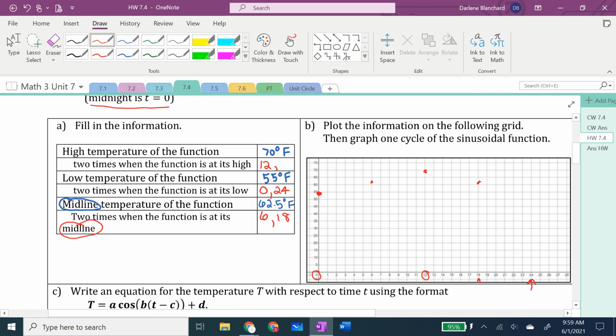Then it's going to go back to the midline, and then it's going to go back to the high. Now, if you look at it, it takes 24 hours to go from the low temperature to the next time you have a low temperature. That means that to go from the time I'm at a high temperature to the next time I'm at a high temperature, I can add that same distance. So the time between a high and a high is the same as the time between a low and a low.